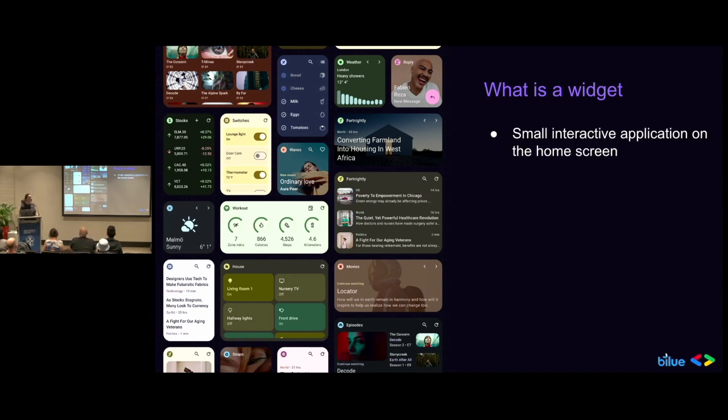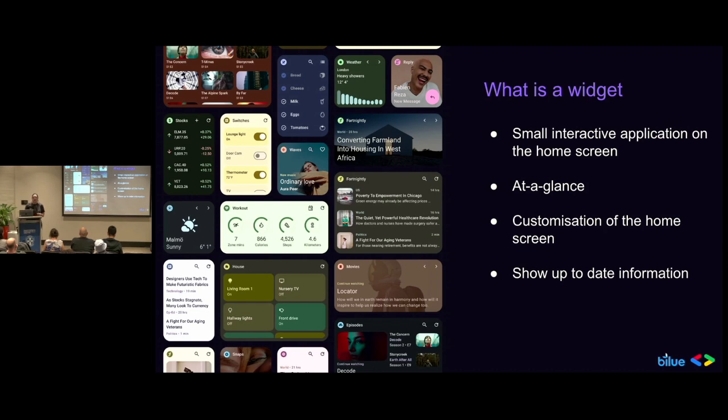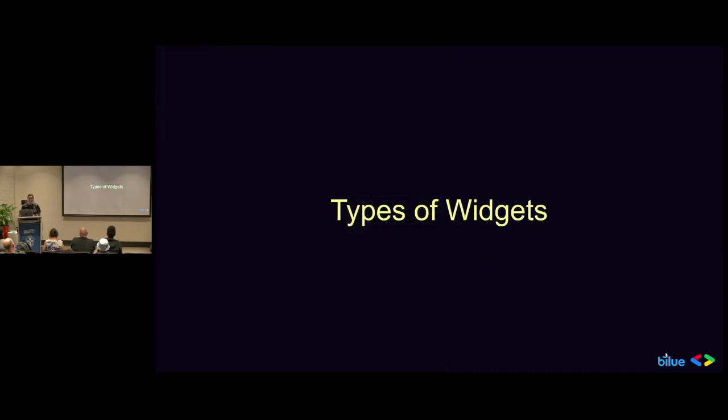Widgets are a small little application that's sitting right on your home screen. You can see information at a glance, and it gives you that customization of the home screen. So you can put what you want where you want and make it the size that you want. It shows the up-to-date information. So you can see what's most important to you, what you want to know frequently, and you want to know every time you unlock your phone.